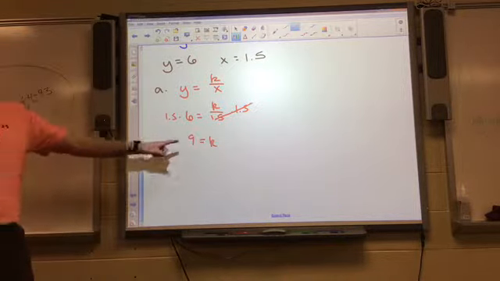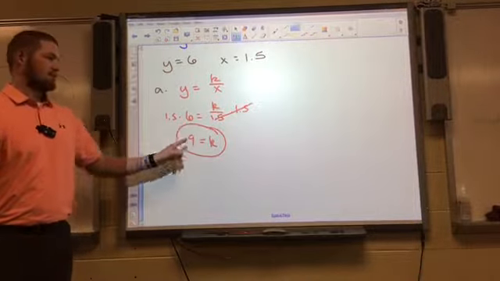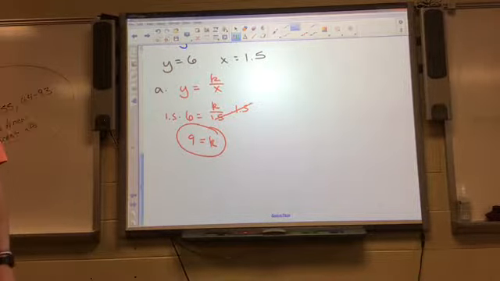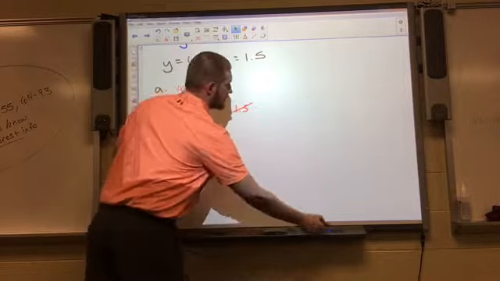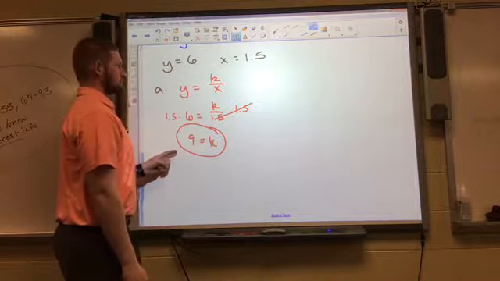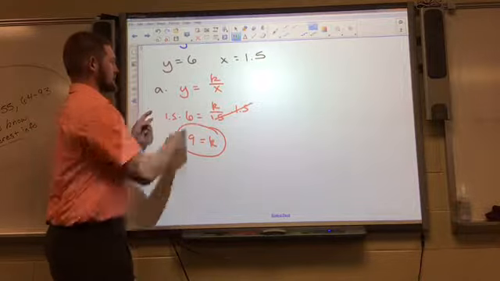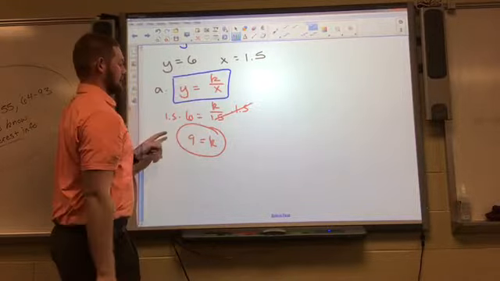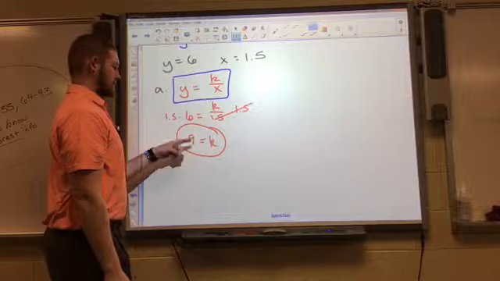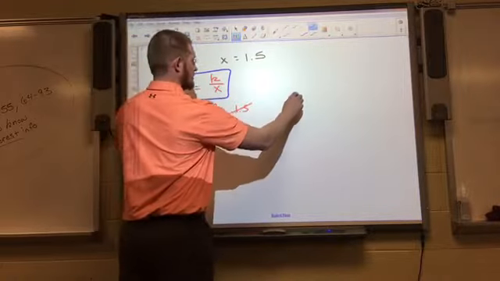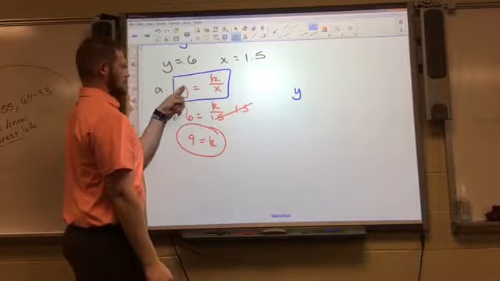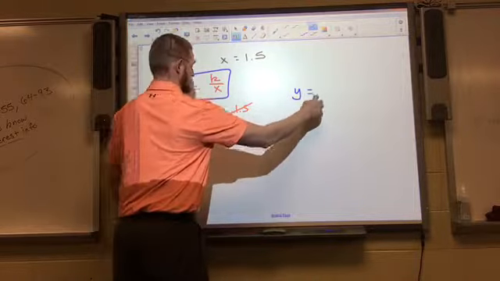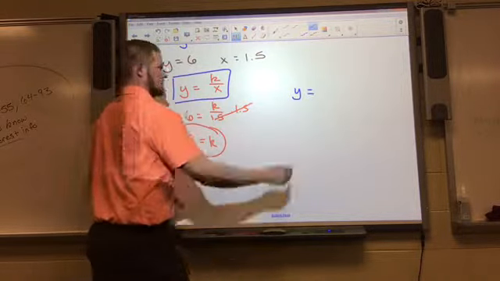That's good, but is this my equation relating x and y? No. What's my equation relating x and y going to look like? It's this, but now instead I know what? I know k, so it's going to be y. Good.